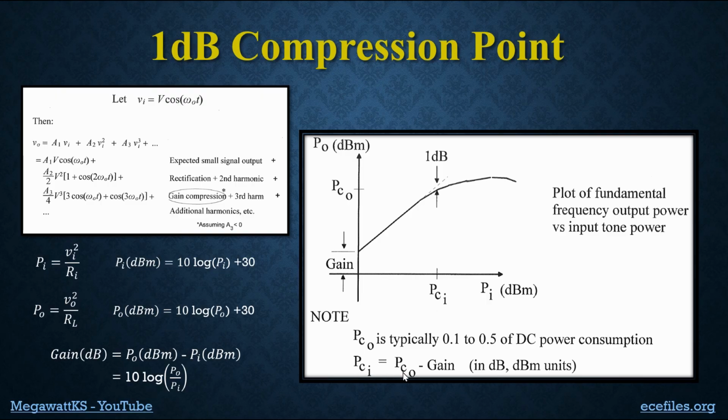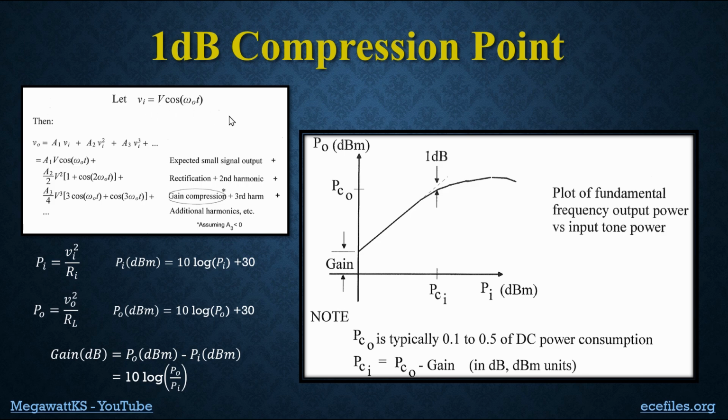The other statement here is that if you know the output compression point, then you can subtract off the gain and find the input compression point. There's always a question about plus or minus 1 there, but that's a detail I want to get into. Gains are usually 10 or 20 dB. Now, again, this is just the single tone case, not the two signals that form intermods.